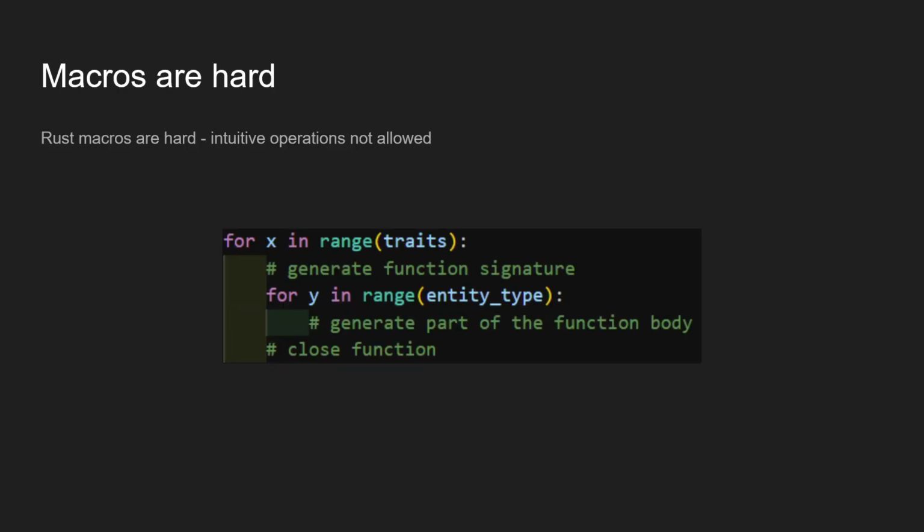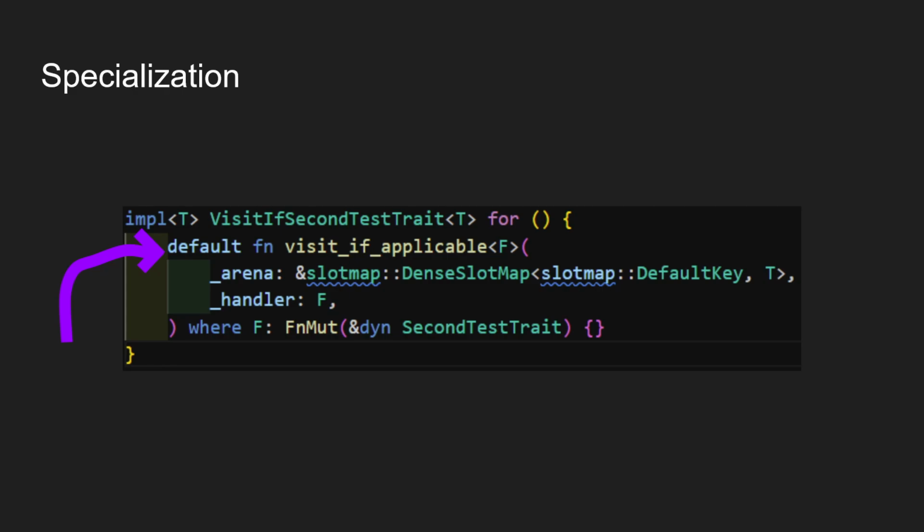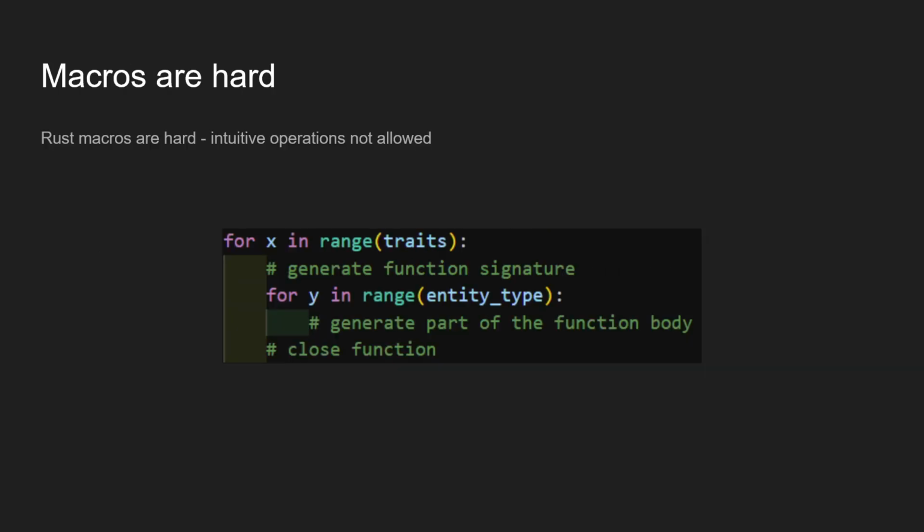I've exposed the dense slot map arena. I decided to go with this one because it allows for very fast parallelization, and all of the alive indices are kept in contiguous memory. I also looked at other types of slot maps or also the generational arena crate, but I felt that this was the best.